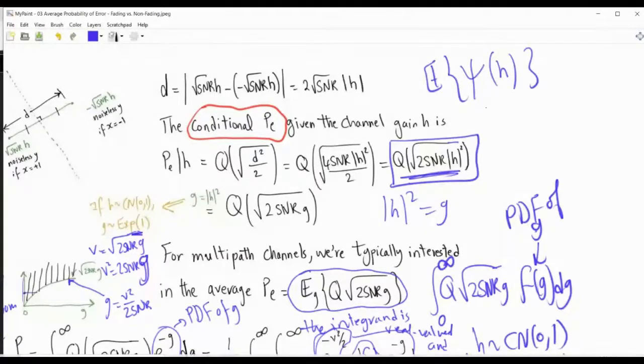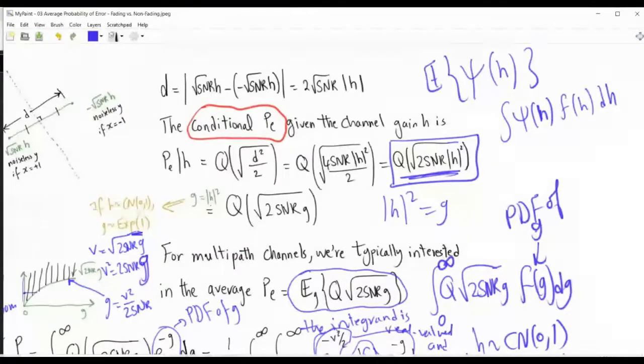So one way is that you can take this thing and multiply by the PDF of h, dh. You can do this. But here what we do is that we said, okay, magnitude h squared becomes g, and now we are basically solving with respect to g. Both ways are valid. But why with respect to g, not with respect to magnitude of h only?